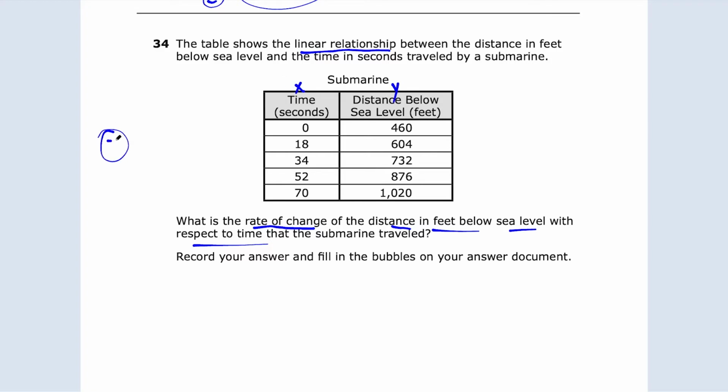So what I'm thinking of, if we want to find the rate of change or the slope, I'm thinking of it as the change in y over the change in x. Or we could also say it in the form of y2 minus y1 over x2 minus x1.